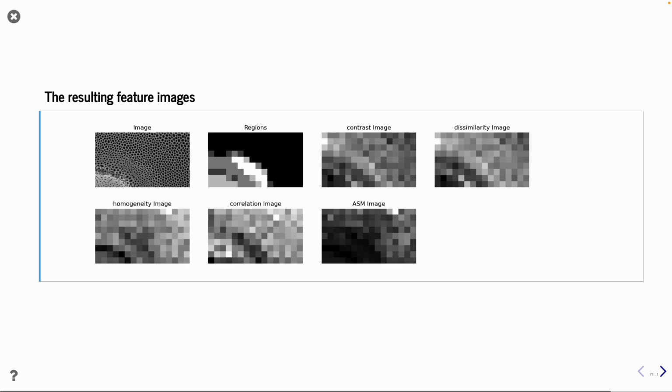And the resulting images from that: first we have the original image. These are the regions that I marked up. Then we have the contrast, dissimilarity, homogeneity, correlation, and ASM. It doesn't really look very convincing right now. We can see in the ASM, okay, there is a darker region down here. There is some kind of band here, but with this coarse resolution, it's still difficult to tell anything. And I wouldn't use any of these images to really make a conclusion.